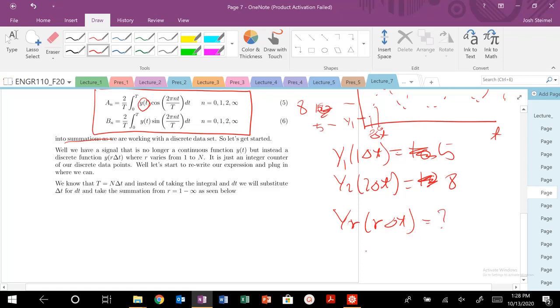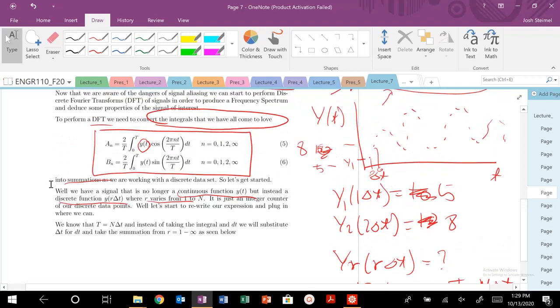But basically, instead of an algebraic expression, we're working with a discrete data set that's going to vary as r goes from a value of 1, in integer values, to n, the total number of my data points. Because at the end of the day, my period is going to be t equals n times delta t, or t equals n t sub s. Anyways, more on that a little bit later. So we no longer have this continuous function, we have a discrete function, where r is going to vary from 1 to n, so we can start to rewrite our expression. So let's go ahead and look at what we can plug in.